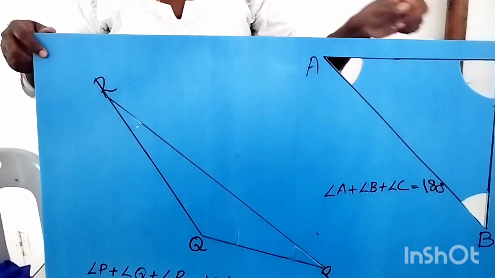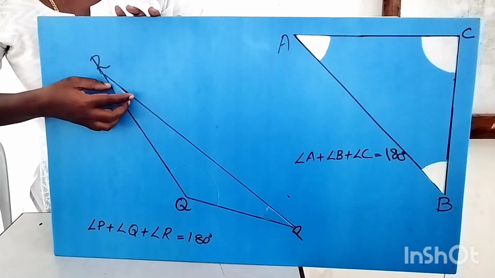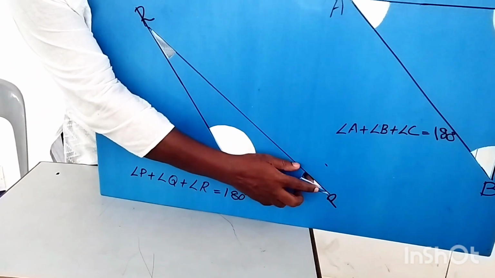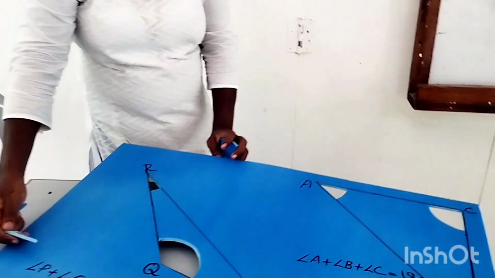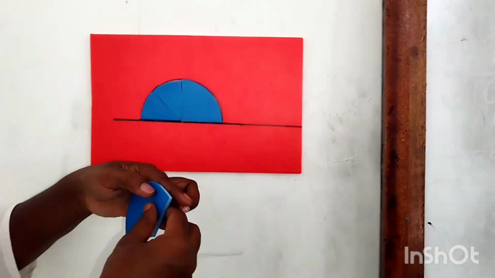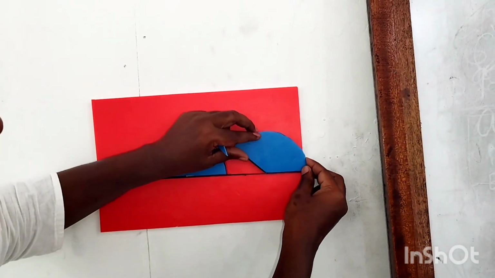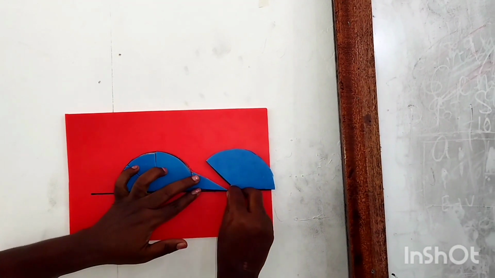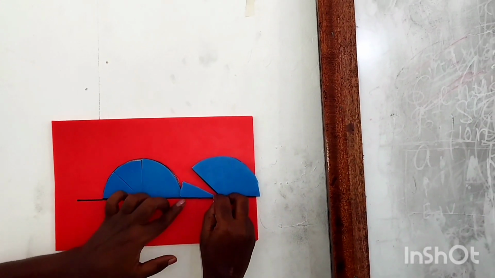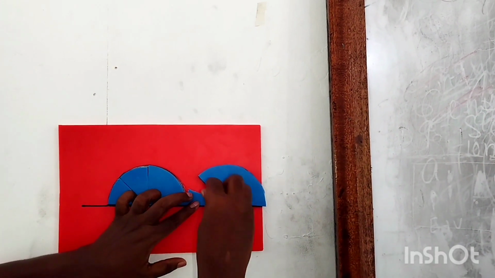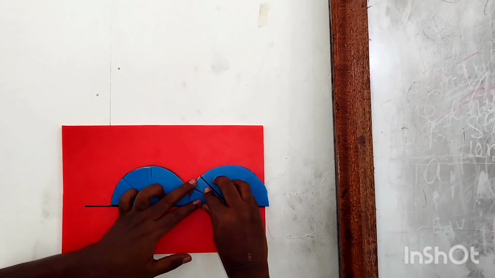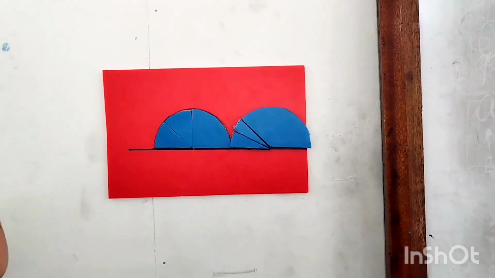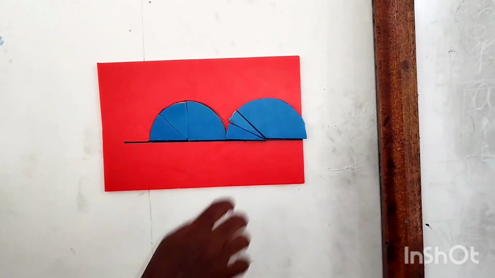Okay, now we are moving to the second triangle. Here I am taking the angles of a second triangle. Okay, 1, 2, 3. Three angles I removed. Now I am going to paste this one. Okay, here this is a straight line. Let me check whether it forms a straight angle or not. Okay, see, now this is also a straight angle, so it is also 180 degree.